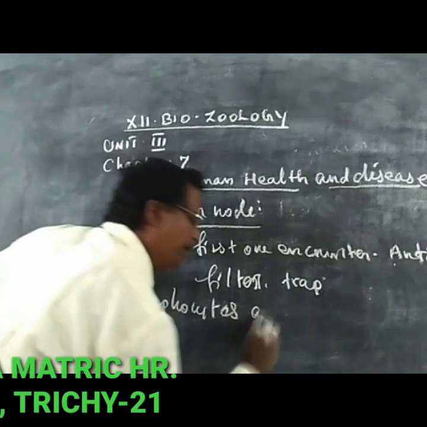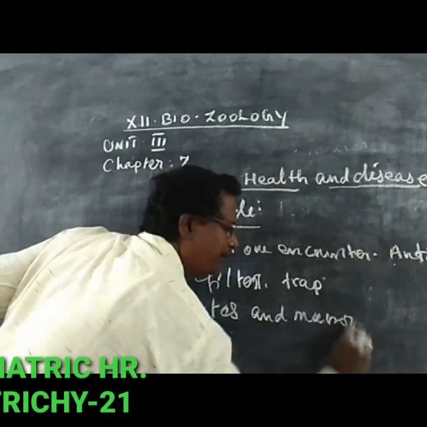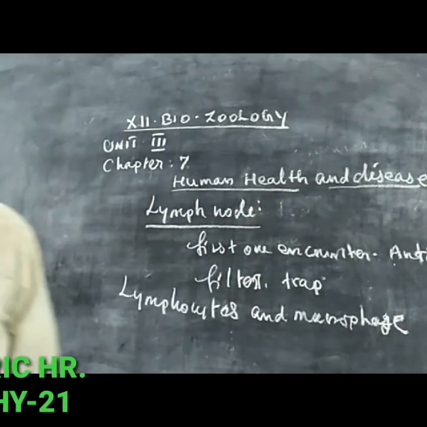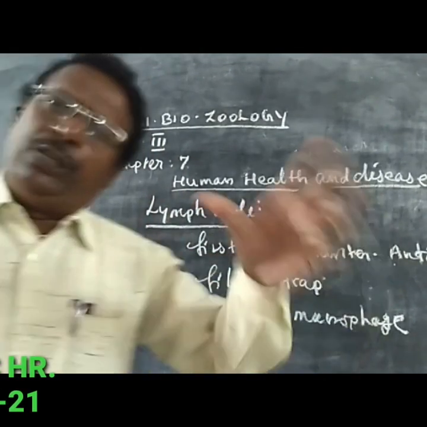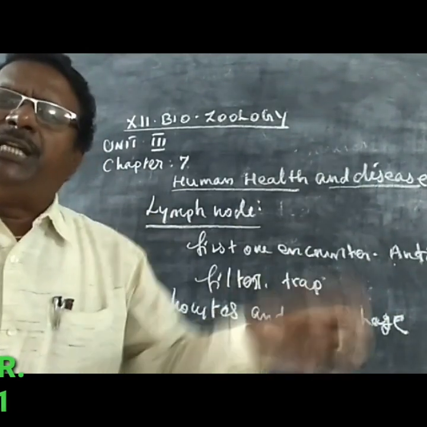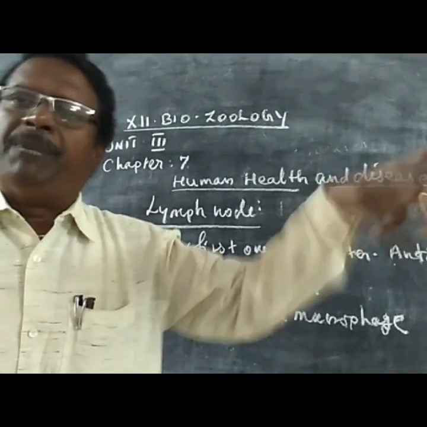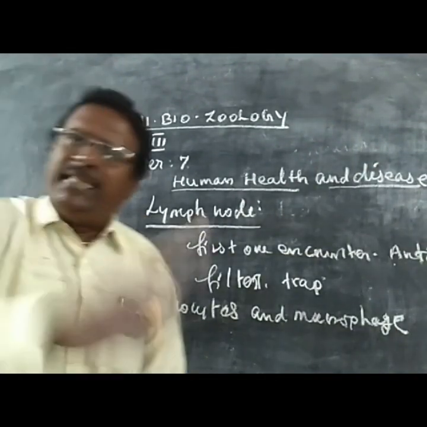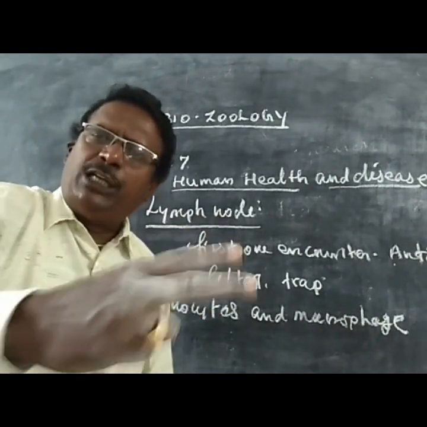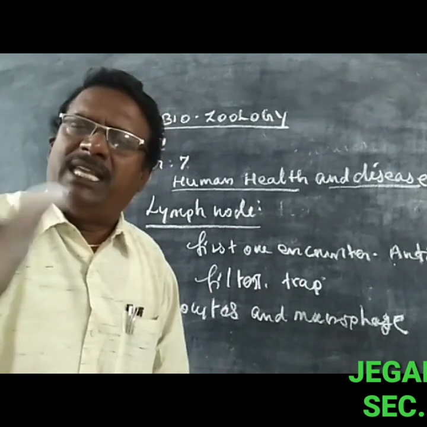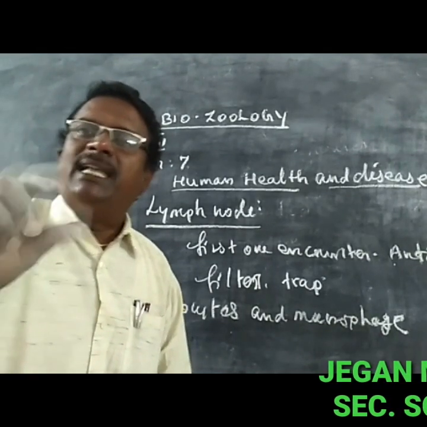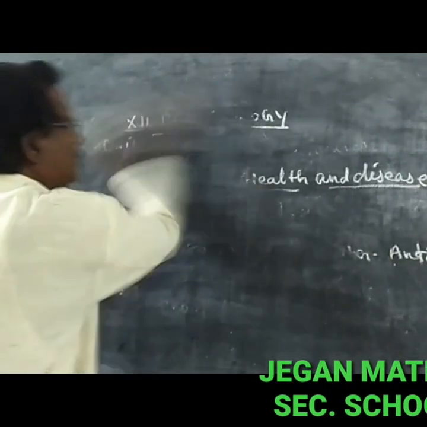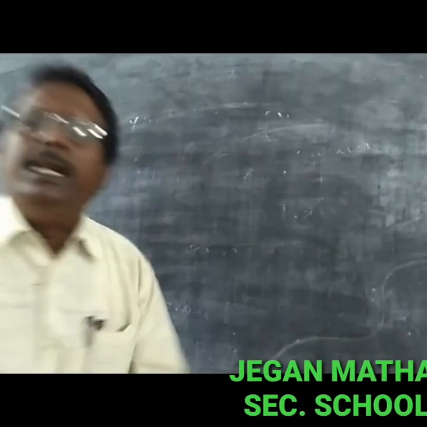And they have macrophages. More than 600 to 700 lymphatic nodes are present in the human body. Each node is connected to one another by the lymphatic vessels. The lymphatic vessels connect all the lymph nodes. The lymphatic system consists of lymph fluid.